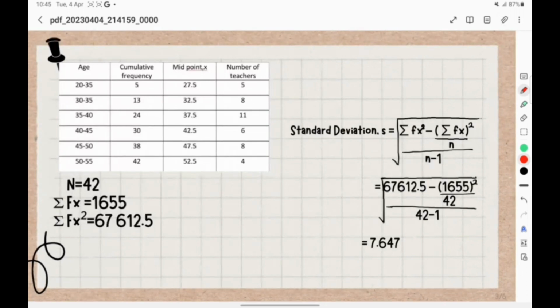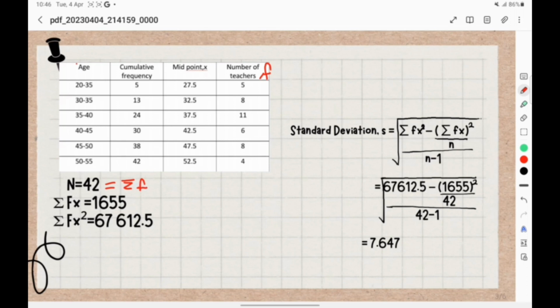From the table given, we can construct another table with age in class boundary, cumulative frequency, midpoint or x, and number of teachers or f, the frequency. Here n equals 42, which we got from the summation of f, the summation of the number of teachers. So n equals 42.